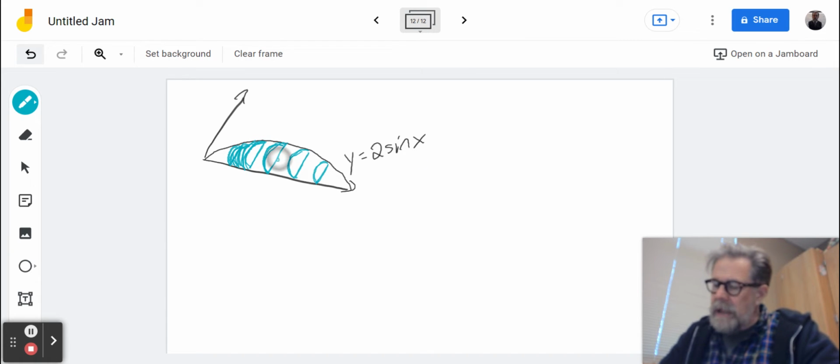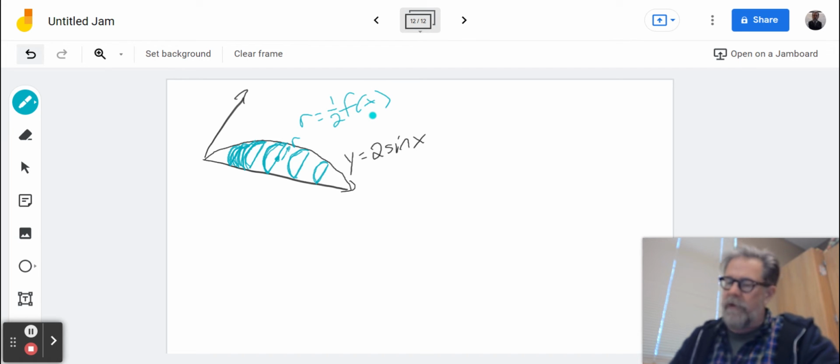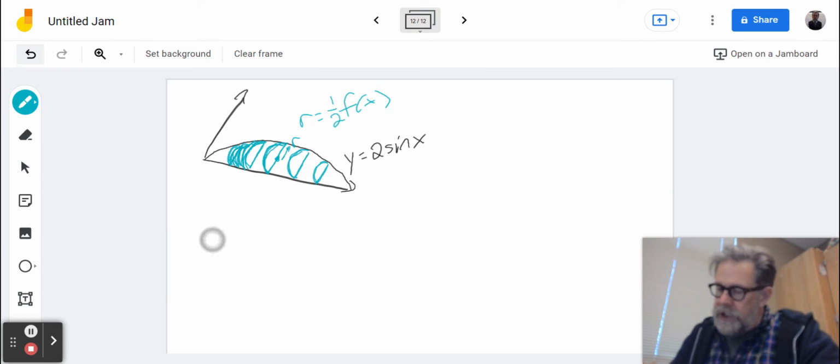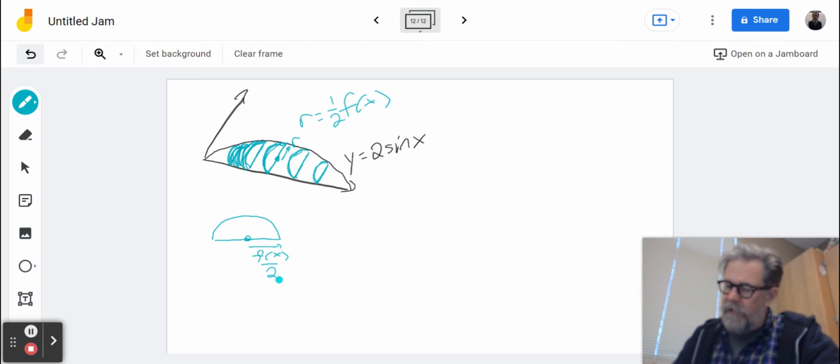Imagine, if you will, that there's another semicircle, another semicircle, another semicircle, and they're getting bigger each time. If I think about this semicircle, my radius is equal to 1/2 the value of my function at that particular point. So each of my semicircles has a radius of f of x over 2 and a thickness of delta x, because we are counting along the x-axis here.